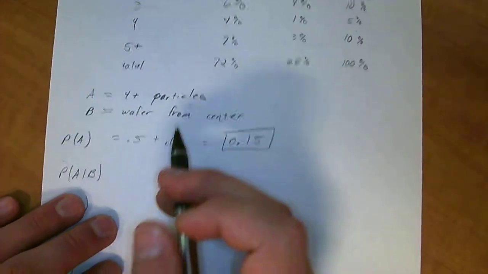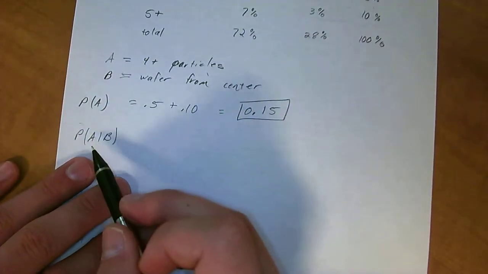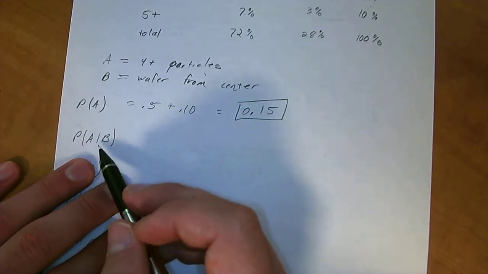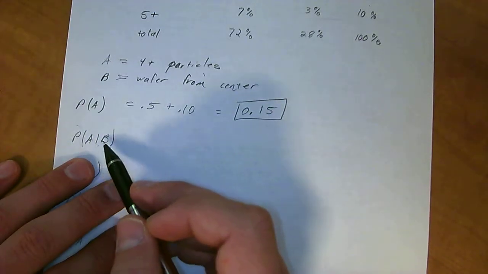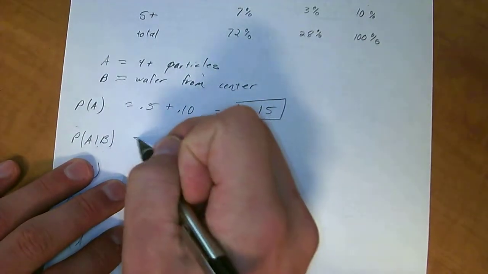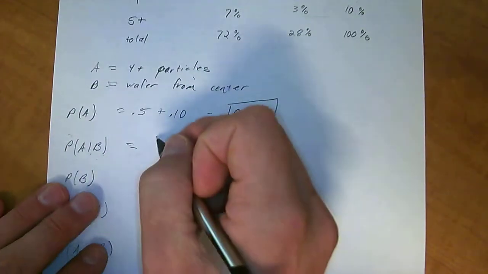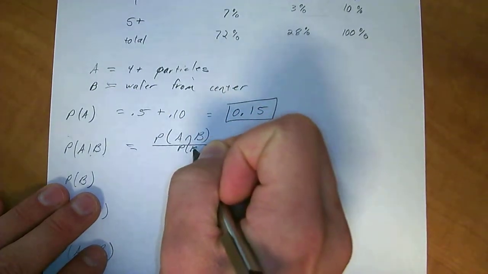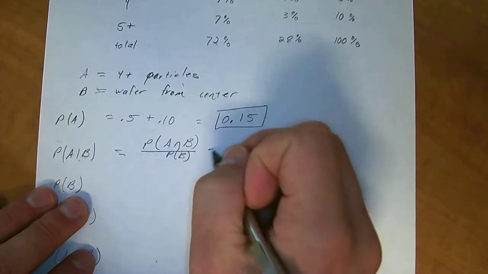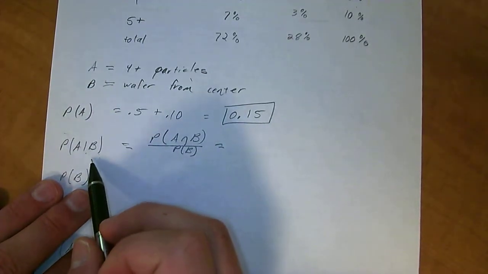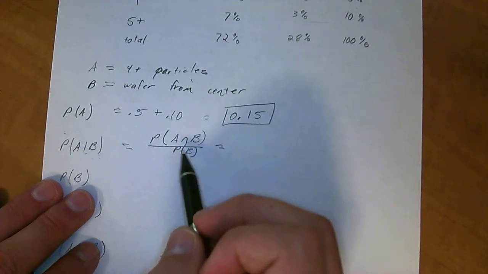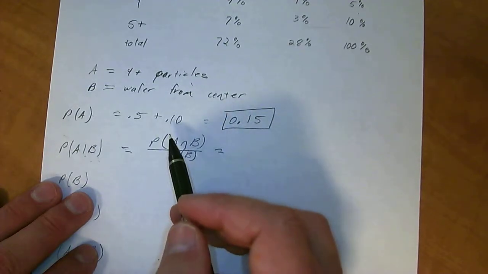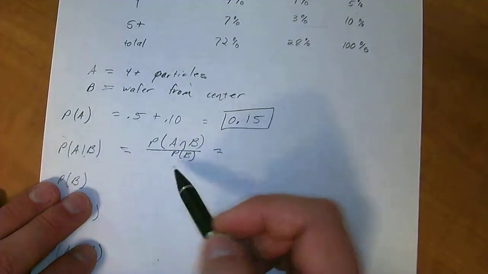So moving on to the next part, probability of A bar B. The way to read this is the probability of A given B. So the probability of 4 or more particles given that the wafer is from the center. The equation for this is the probability of A intersected with B divided by the probability of B. When you look at this, you would kind of think it's a union, but it's not. You have to use this equation because it cleans it up and makes it fall out right. I don't want to go into detail about where this equation comes from, but it's not a hard thing to remember, and you'll be just fine.